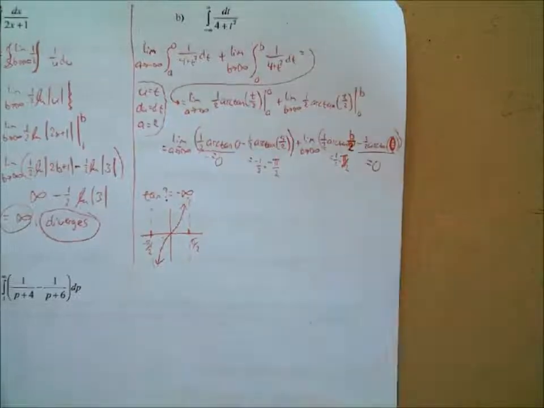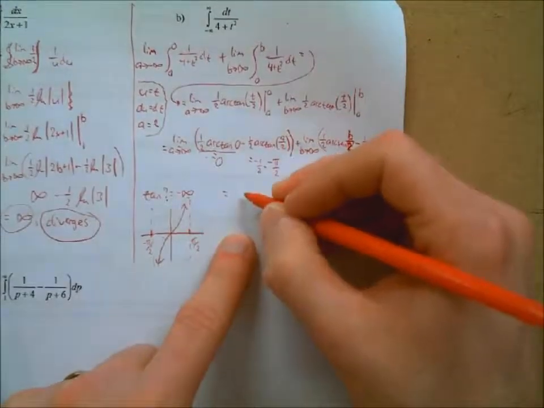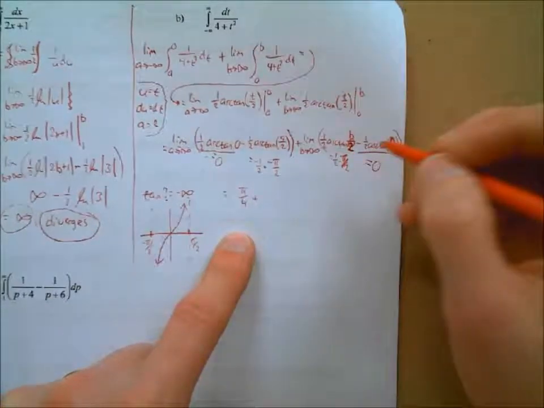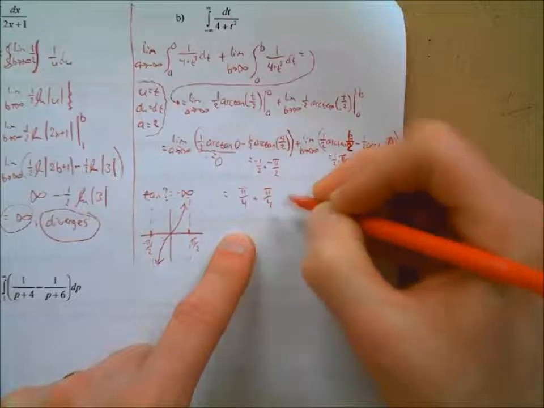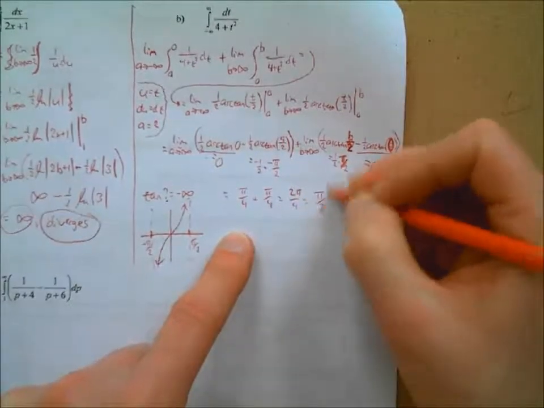Okay, and so what do we have? We've got positive pi over 4 plus positive pi over 4, and so we have 2 pi over 4, which is then pi over 2 for our final answer there.